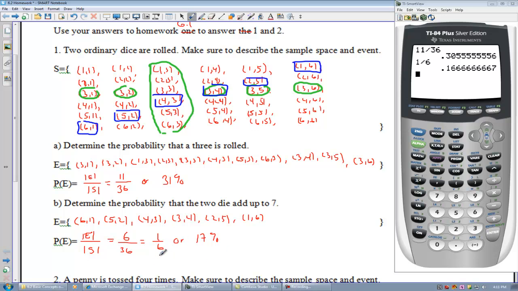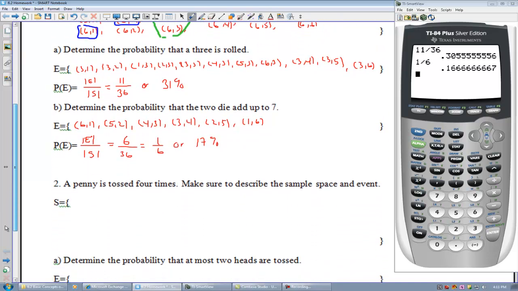So now what does this mean? This means if I roll the 2 dice 6 times, I would expect at least one time out of those 6 that I'd throw a pair that adds to 7. Now, will it happen if I do it exactly 6 times? Probably not, right? But if I do it, let's say 100,000 times, I'm pretty sure that I get about 17% of those times, that pair will add up to 7.